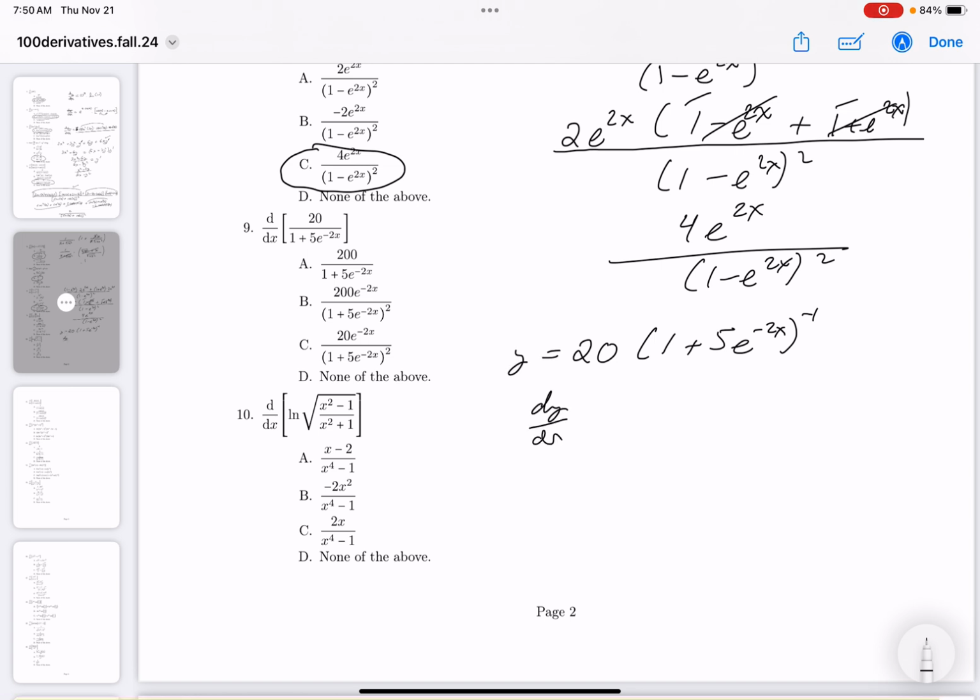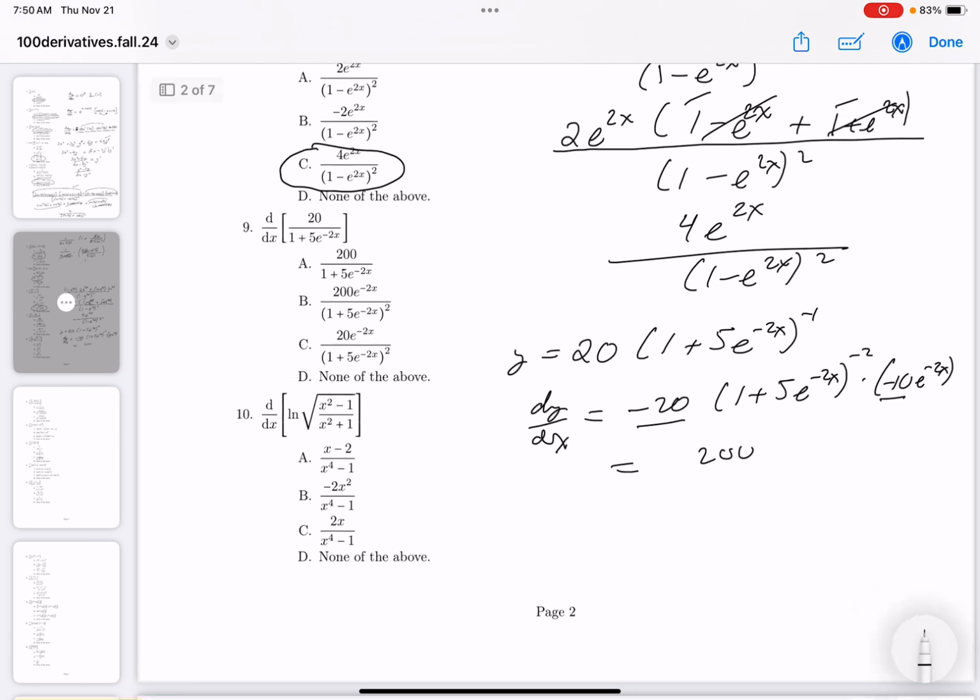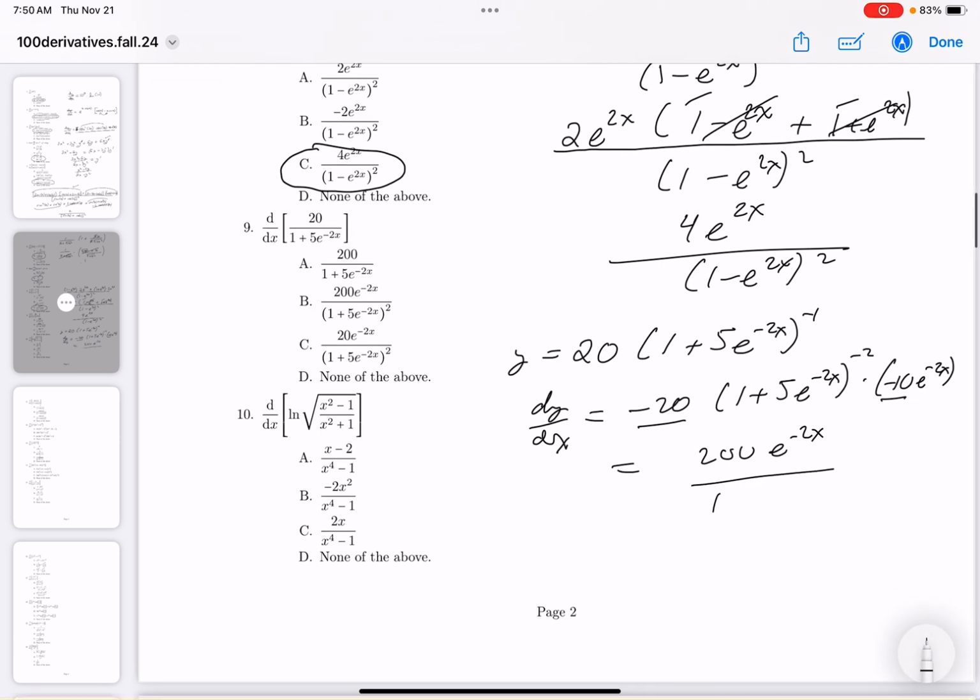So dy/dx equals minus 20 times (1 plus 5e to the minus 2x) to the minus 2, times the derivative of the inside, which is minus 10e to the minus 2x. I'm going to simplify that, and I get 200 e to the minus 2x. I'm seeing that right over here. I did that right. And on the bottom, I'm seeing (1 plus 5e to the minus 2x) quantity squared.